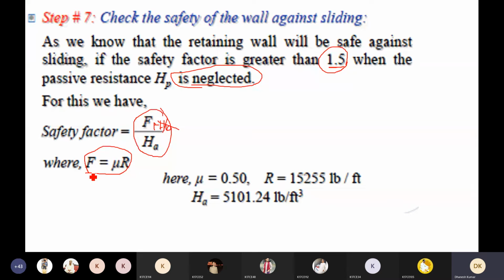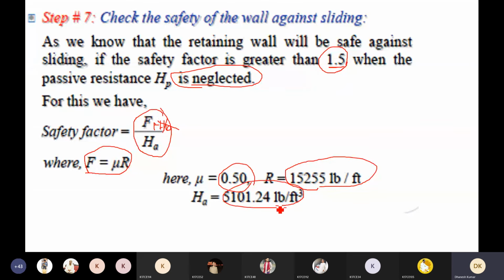So according to the problem, we have our mu which comes out to be 0.5. Then we have our R which is 15,255, just taken from here. And then we have HA which is 5,101.24, which we got in the second step.